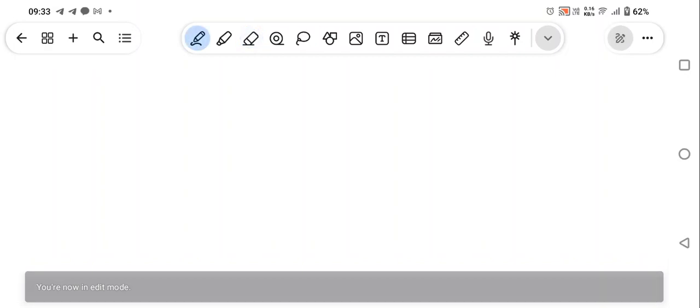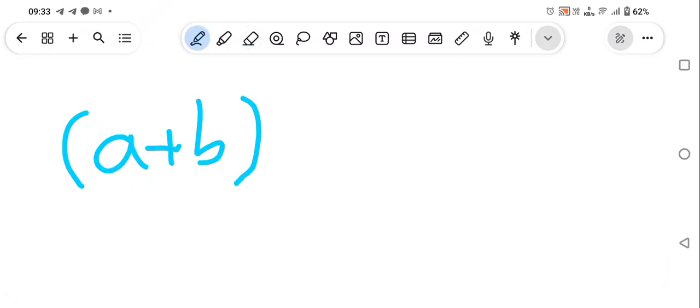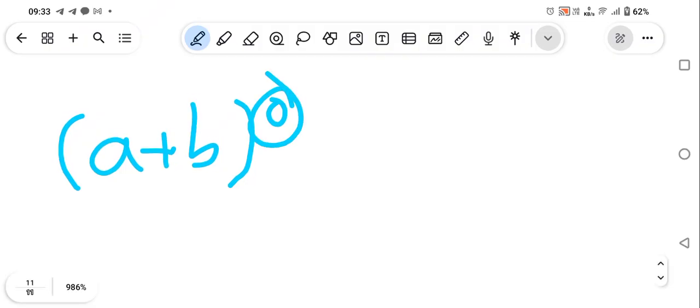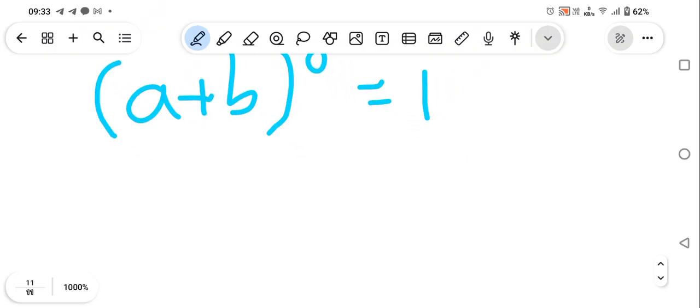Alright, let's start easy. First, imagine you want to expand this term. So what would it be? The first thing you may think is that anything raised to the power of 0 is 1. So therefore this is 1.